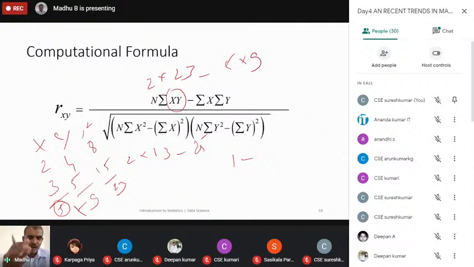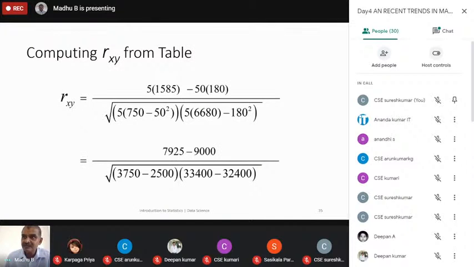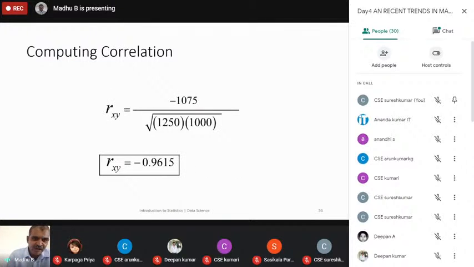Okay, so you apply this formula. I'm doing the summation of x, summation of y, xy, x squared, y squared. I apply the formula and I get a value of minus 0.9615. What does this mean? This means they are highly correlated.